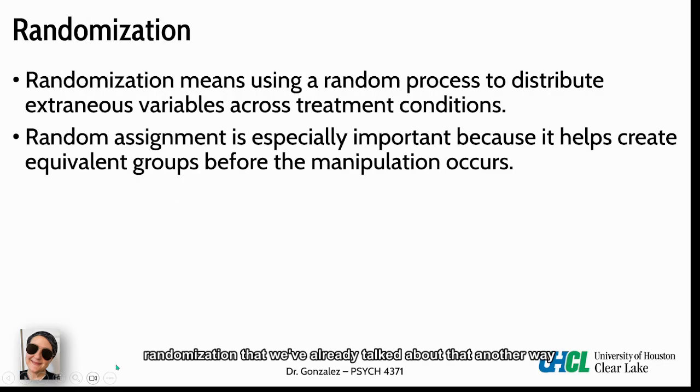Randomization that we've already talked about is another way to help distribute extraneous variables across treatment conditions. So if I have those participants and I randomly assign them, by chance, I'm more likely to help create equivalent groups. And that has to happen before that manipulation happens.